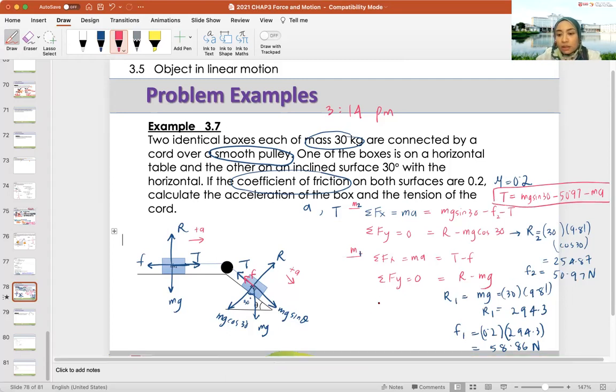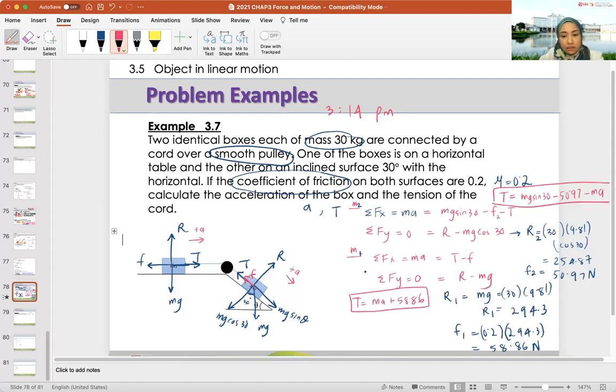Banyak betul bising hari ni. Okay, lepas tu this one, saya nak equate to T juga. So this is T equals to, I bring friction over here. So MA plus friction number 1, 58.86. So now I equate these two guys together.